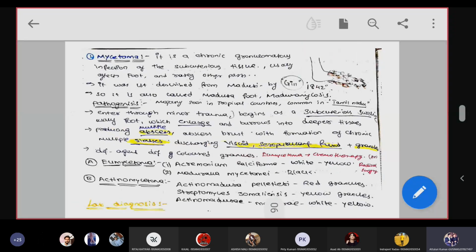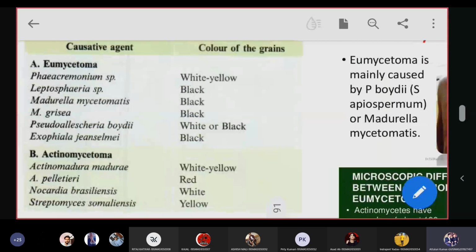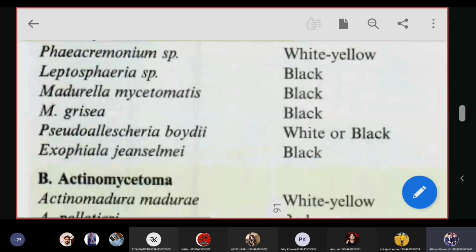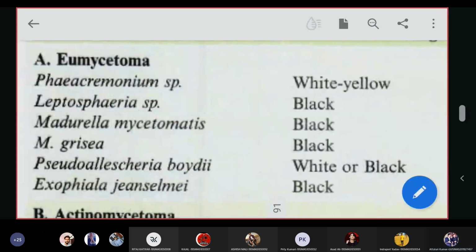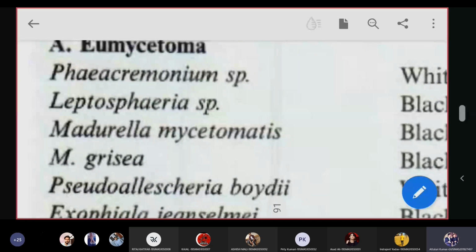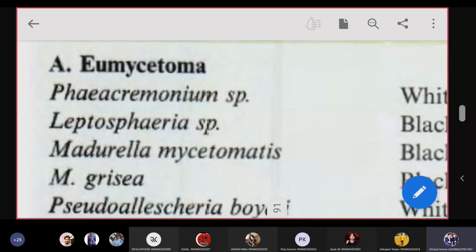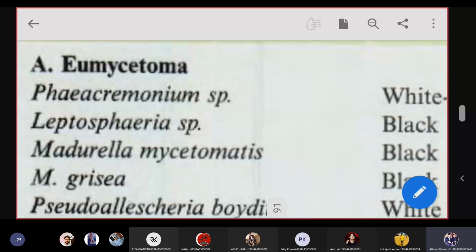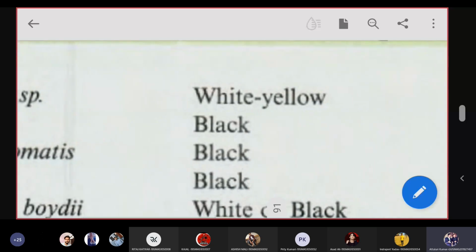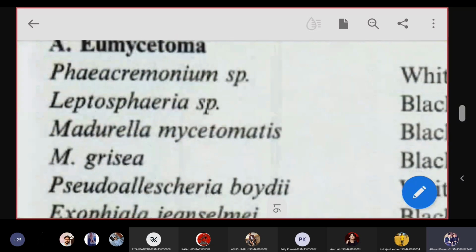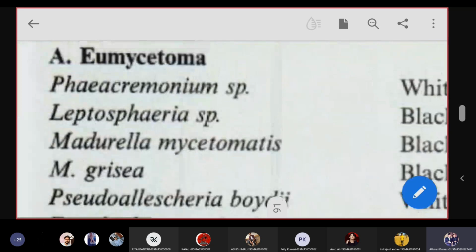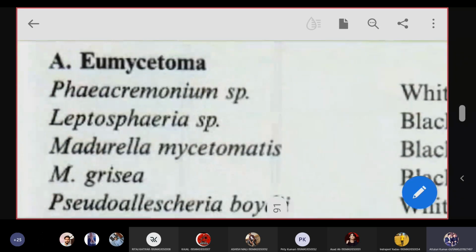So this mycetoma is caused by certain species. You can remember any one name, students, such as Madurella mycetomatis. Madurella mycetomatis is an example. This Madurella mycetomatis can be identified by the presence of black colored granules in the pus. In the skin abscess, you will see black colored granules. The presence of black colored granules is an identifying feature for Madurella mycetomatis, which is a eumycetoma.